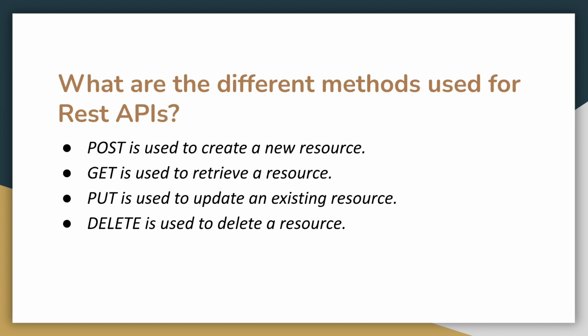You can also give some examples. So you could say the get method is often used to retrieve a list of resources such as list of products, list of users. The post method is often used to create a new resource such as creating a user account or creating a new order. And put is used to update the existing resource such as updating a user profile or updating a product price. And delete is used to delete a resource such as deleting an account or deleting a product. So this way you can answer this question.